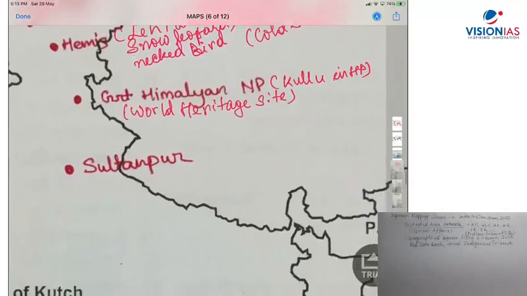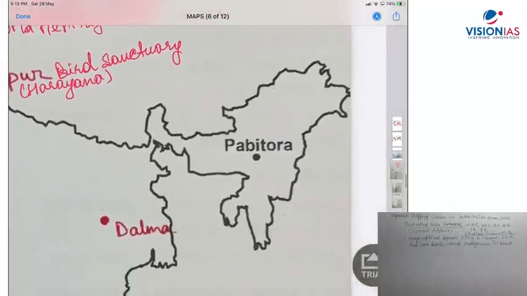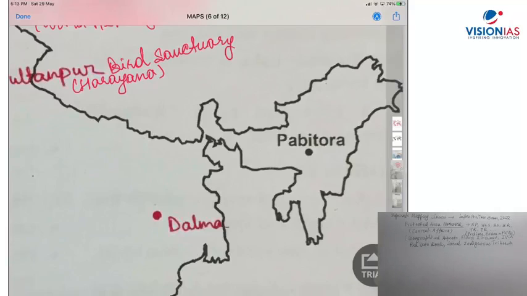Sultanpur Bird Sanctuary. Now this is a bird sanctuary in Haryana, very near to Delhi. Then as you go to Northeast India, Pabitora, that is in Assam, and it is known for rhinoceros. You find the one-horned rhinoceros here. This is found in Pabitora.